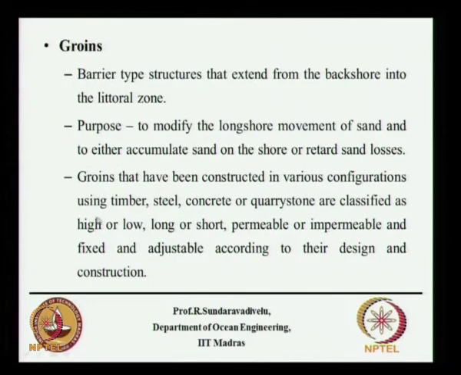And groins have various configurations. They are built using timber, steel, concrete or quarry stone. They can also be classified as high groin or low groin depending on the top level of the groin, long groin or short groin depending on the length, permeable or impermeable depending on the material: if it is quarry stone it is permeable, if it is a solid concrete block caisson type it is impermeable. They can also be fixed or adjustable. We can have floating groins also; floating platforms can be used as a groin, and then it is adjustable.